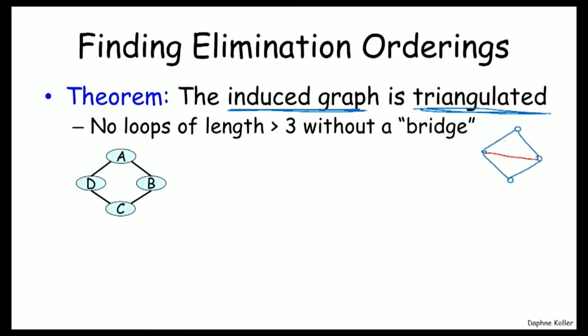So here's a simple proof. So once again, consider a set of variables and assume by contradiction that there is a loop like this. So for example, assume that we have a loop of size greater than 3.